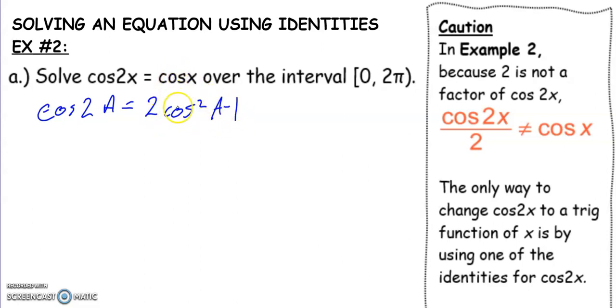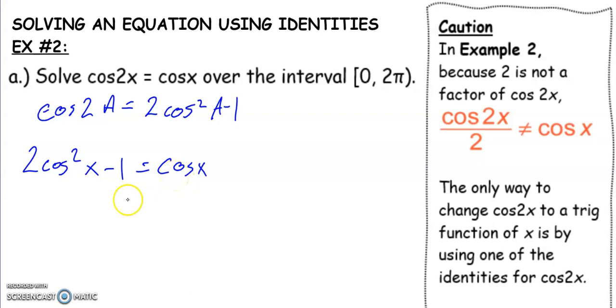I'm using that one so I have cosine and cosine. I don't want to try to mix up sine and cosine if I can avoid it. So we are just going to stick with both of them being cosine functions. It's not a, it's x. So 2 cosine squared x minus 1, and that's going to equal cosine x. So I have a cosine squared and a cosine.